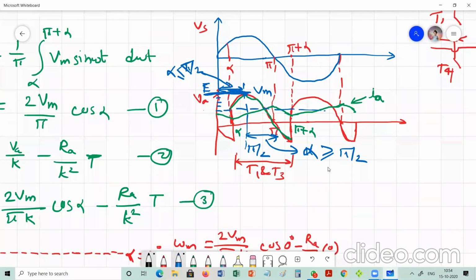And for alpha greater than or equal to pi by 2, for this region, suppose I draw the diagram here, the waveform here, one second. This is the waveform, and this is the point of pi by 2. Suppose at this point, what is the value of Vs? Vs is equal to Vm sin omega t, and what is the value of omega t at this point?